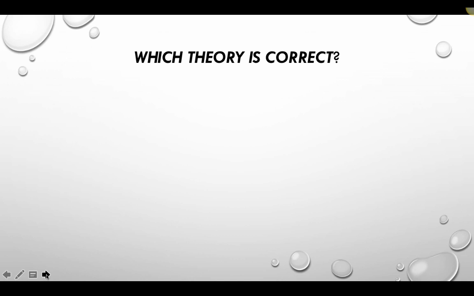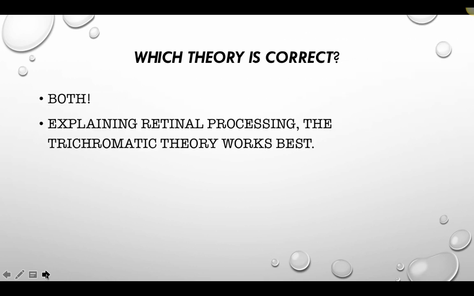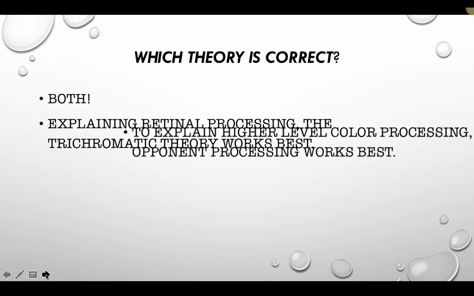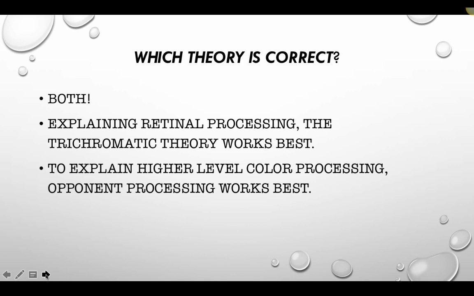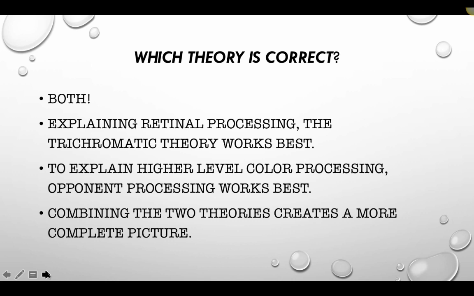So you're back. Hopefully that was a cool after image for you. Which theory is correct? They're both correct. Both theories explain color vision. The trichromatic theory works best when you're explaining the cones. The opponent processing theory works best when you're explaining color processing outside of the cones, in the ganglion cells and in the brain. Combining the two theories creates a more complete picture of color vision processing.